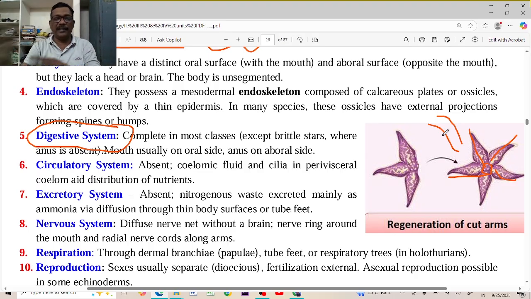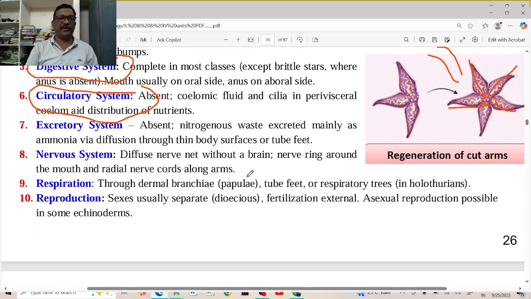And the food material is completely digested. The digested food material is sent to all parts of the body through the umbilical system or the water vascular system. That food is assimilated by the body. There is no particular circulatory system in their body. Excretory system, there is no particular excretory system. The nitrogenous waste material diffuses out through the body surface very easily by the diffusion process.